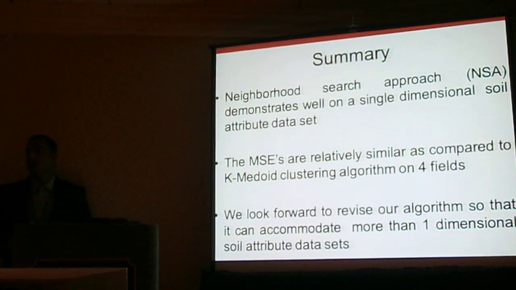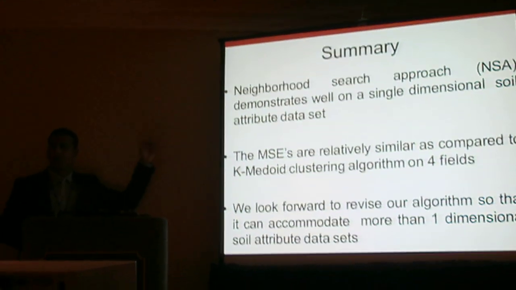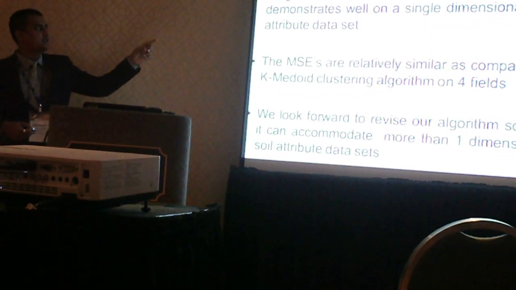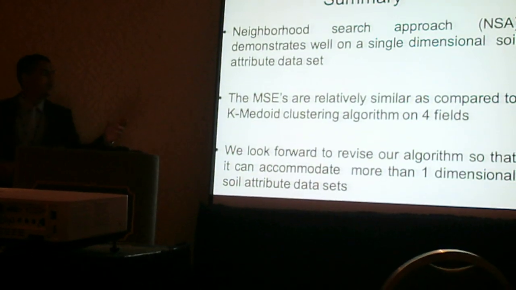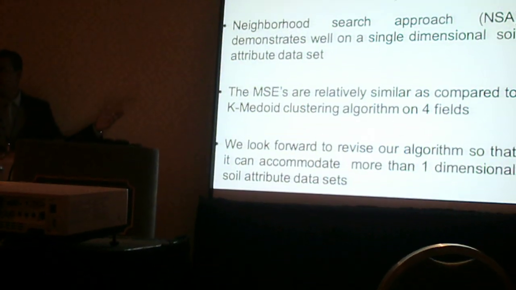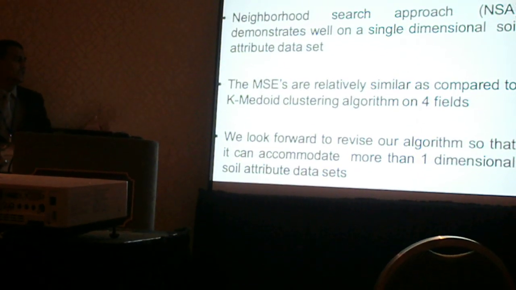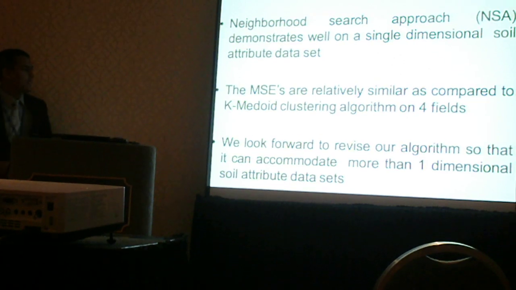So in summary, we call our algorithm the neighborhood search approach. It demonstrates well on a single dimensional soil attribute data set. The MSEs are relatively similar compared to the k-medoids clustering algorithm for 4 different fields. And we look forward to revising our algorithm so that it can accommodate more than one-dimensional soil attribute. So we also want to include other soil attributes now.